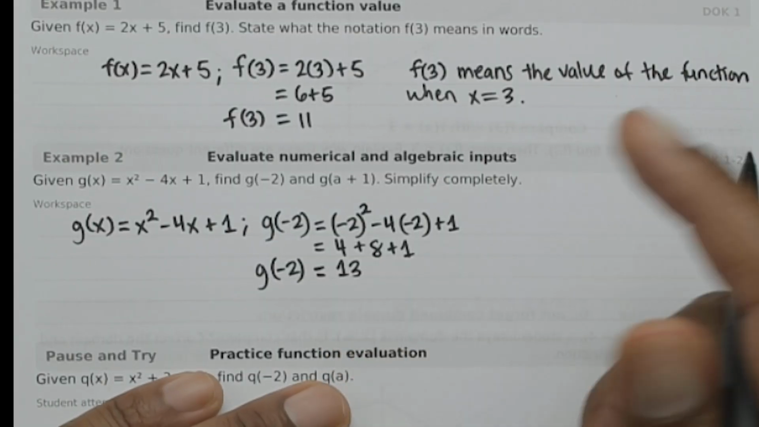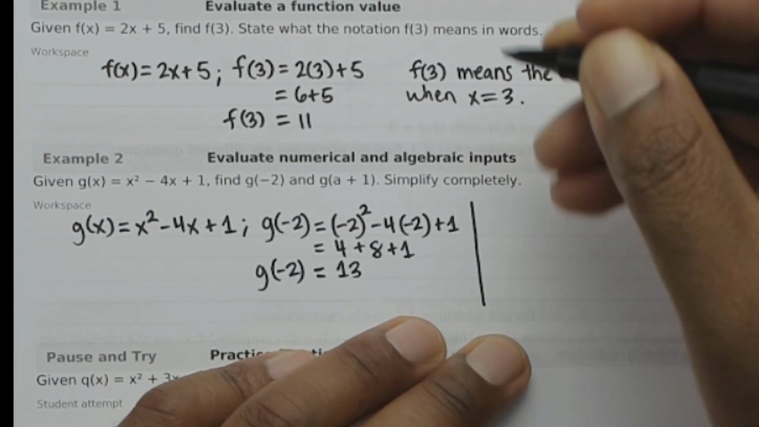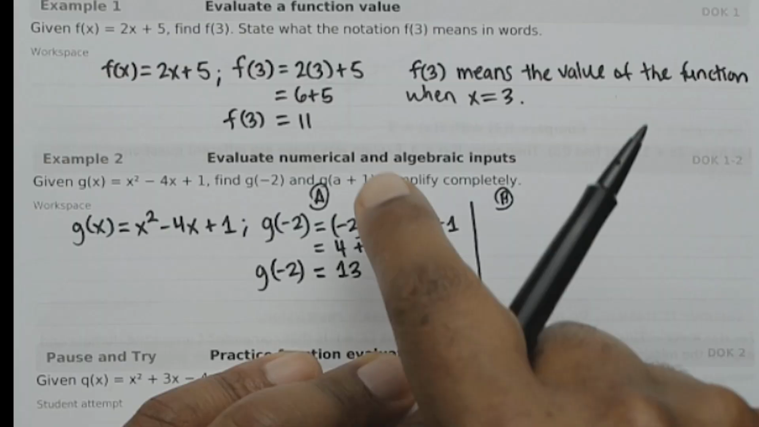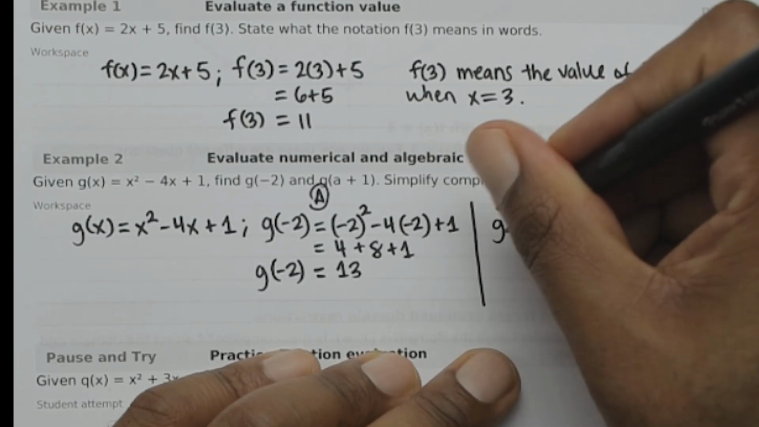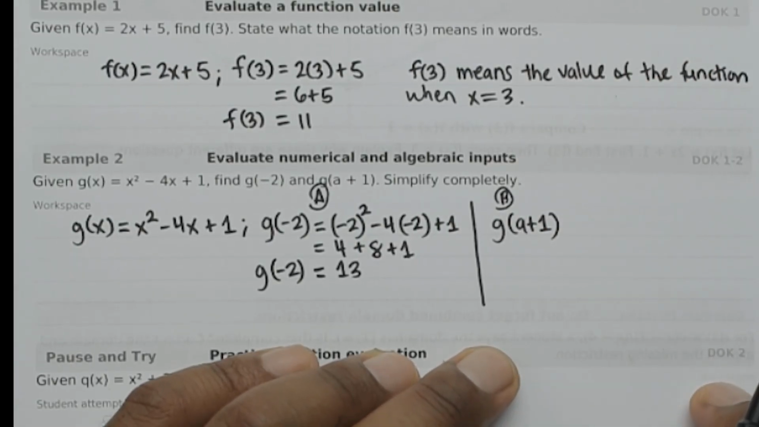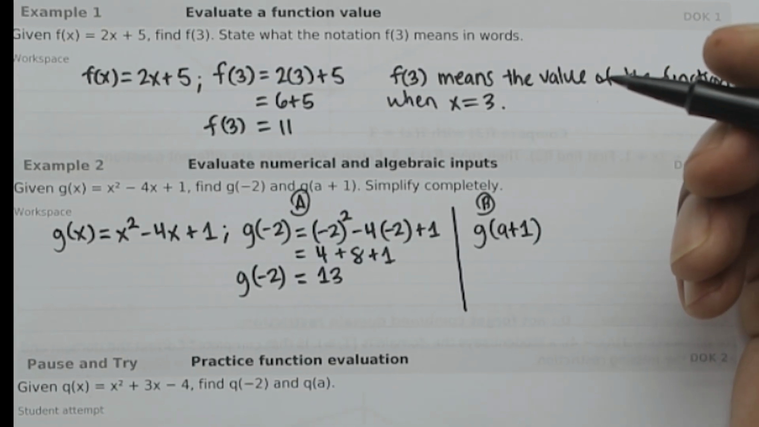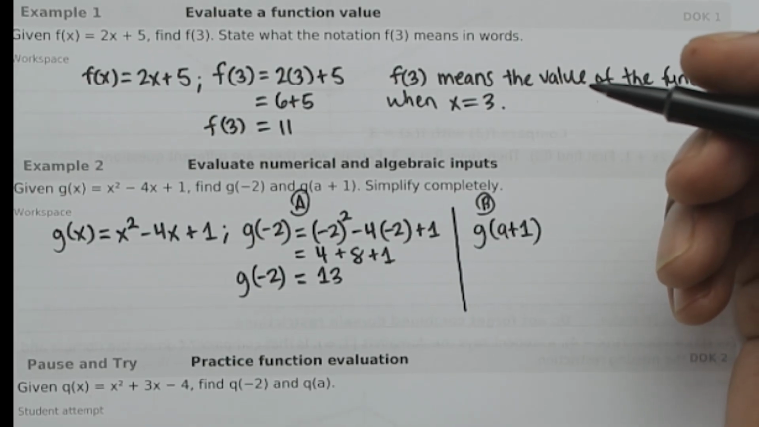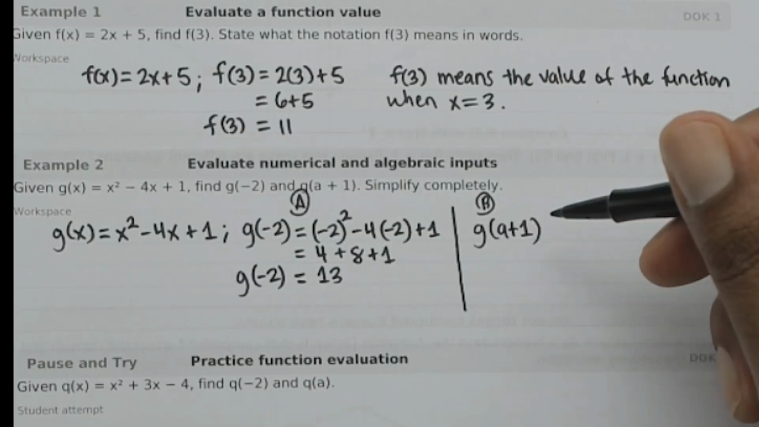Now let's look at part B. Part B is g of a plus 1. Okay, so g of a plus 1, I'm going to go ahead and write this out so I won't run out of space. Now, we're going to evaluate g of a plus 1, but this time the input is not one number. The input is an expression. So what it means is every x becomes a plus 1.